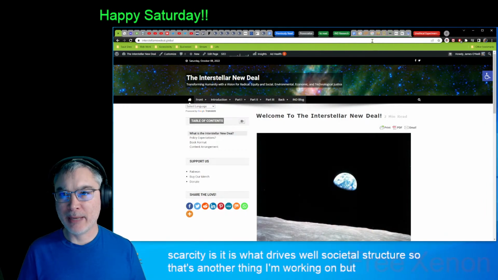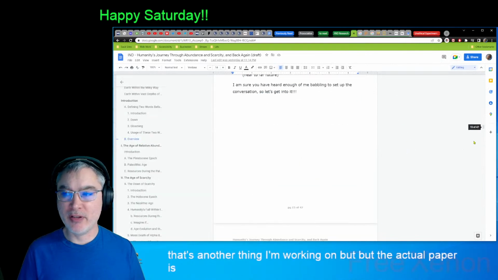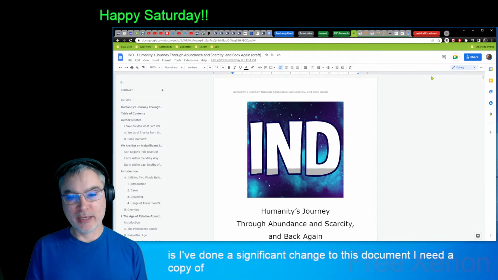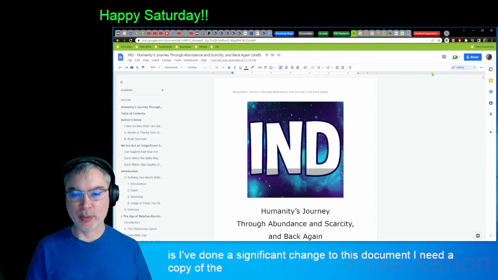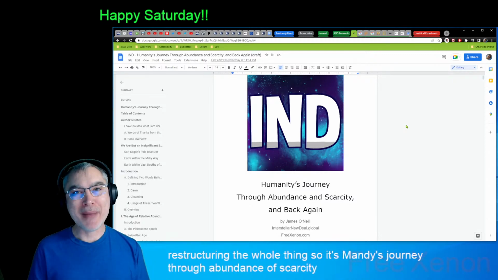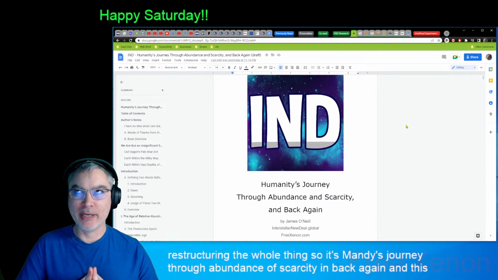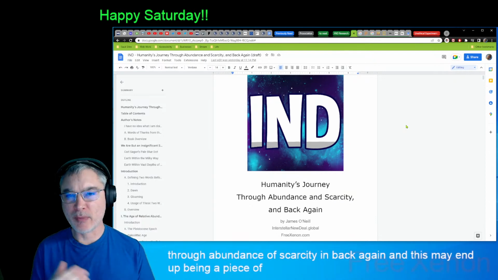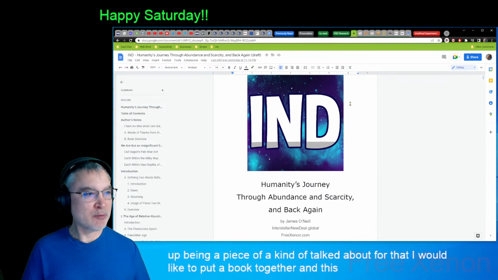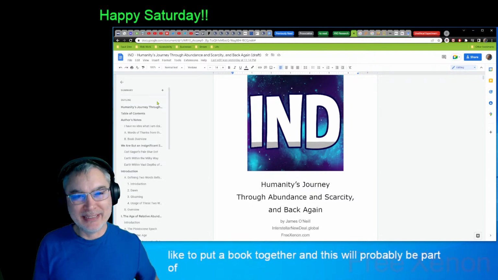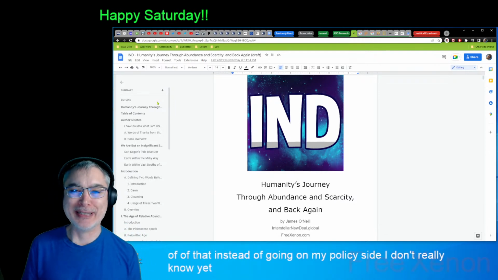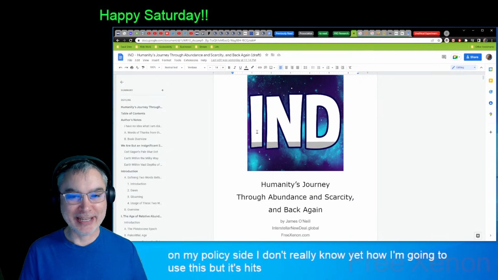But the actual paper, I've done a significant change to this document. I made a copy of the previous document, and I'm restructuring the whole thing. It's humanity's journey through abundance and scarcity, and back again. I've talked before about wanting to put a book together, and this will probably be part of that instead of going on my policy site. I don't really know yet how I'm going to use this, but I'm working on it.